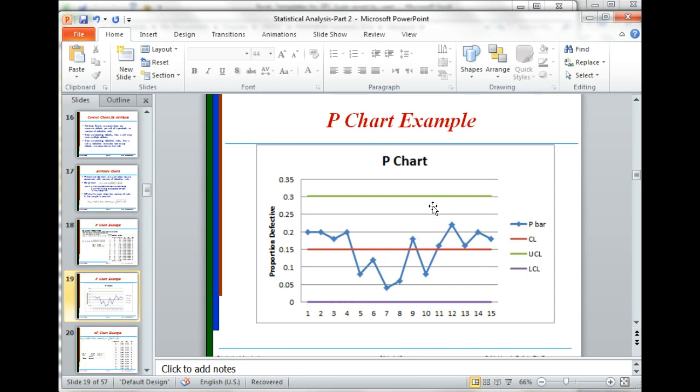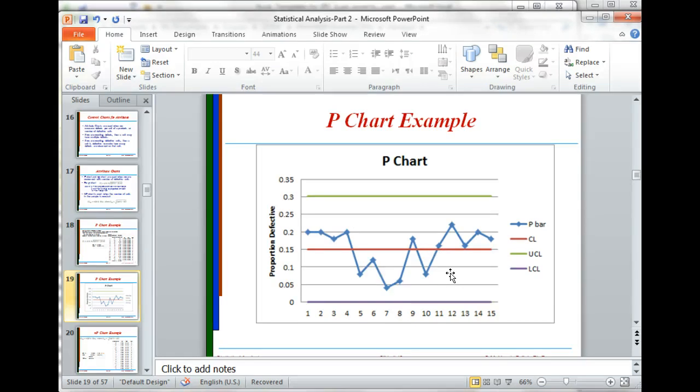Obviously the process is in control, as we're not out of control, but there are issues of whether so many samples are below and so many samples are above, as opposed to being randomly distributed. So that's the notion of the P chart.